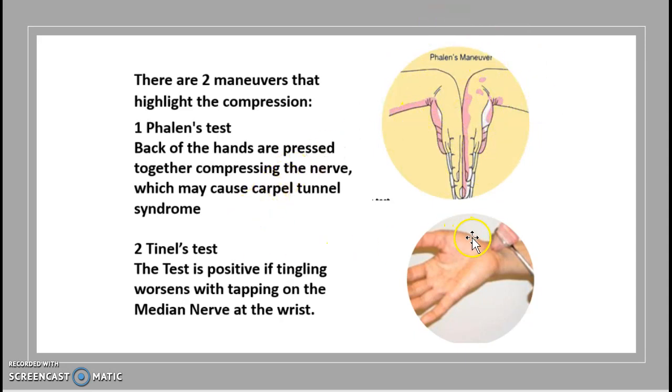The second is going to be Tinel's test, and both of these are quite simple. It's a test that involves tapping on the median nerve at the wrist. You're going to repeatedly tap the wrist, and if there is a tingling that consistently worsens with the tapping, then you are most likely dealing with carpal tunnel syndrome.